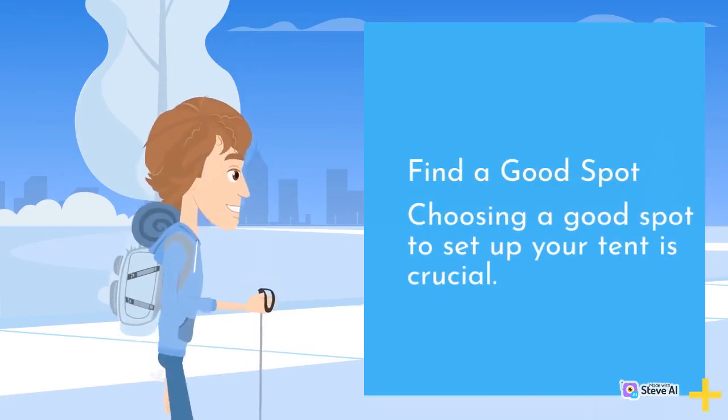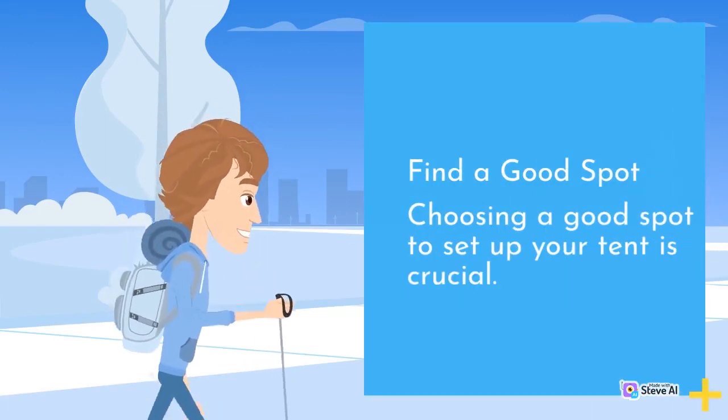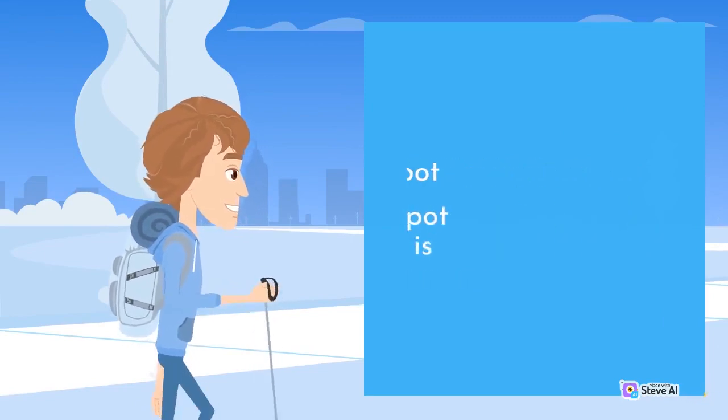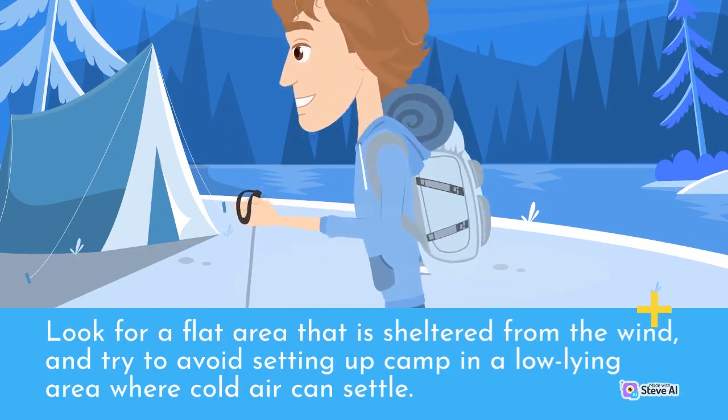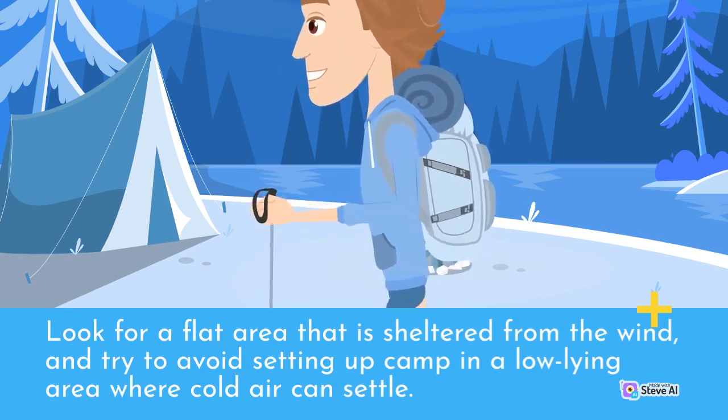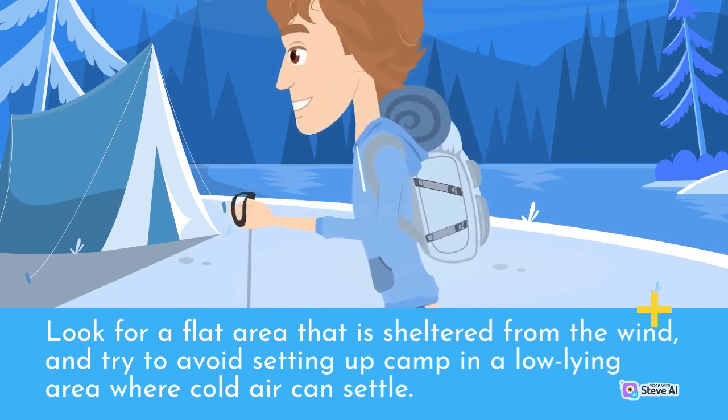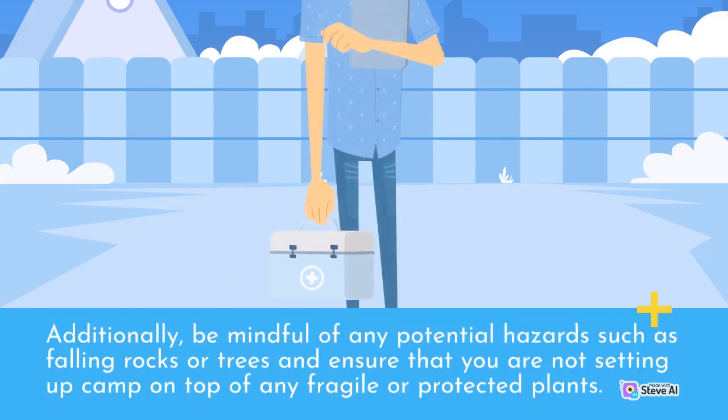Find a good spot. Choosing a good spot to set up your tent is crucial. Look for a flat area that is sheltered from the wind, and try to avoid setting up camp in a low-lying area where cold air can settle. Additionally, be mindful of any potential hazards such as falling rocks or trees and ensure that you are not setting up camp on top of any fragile or protected plants.